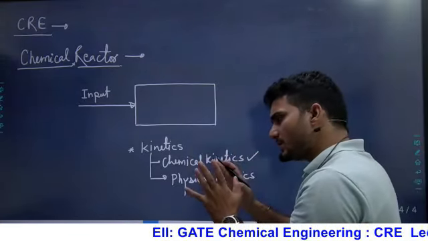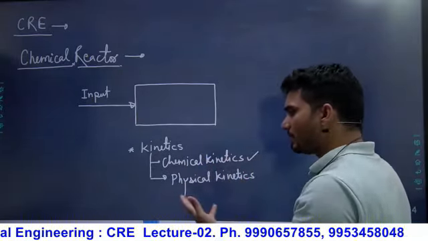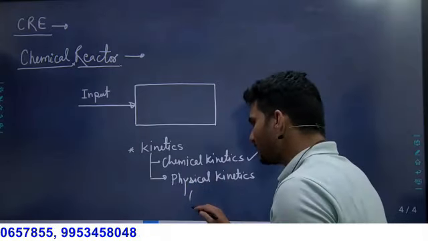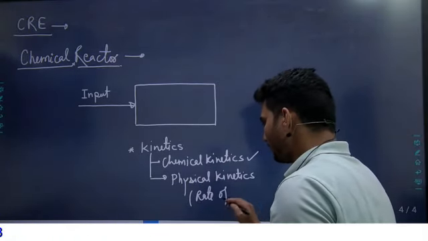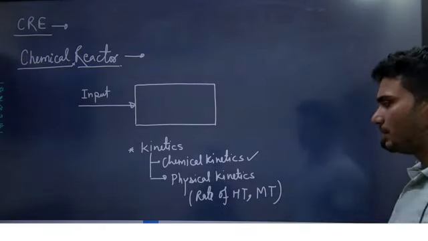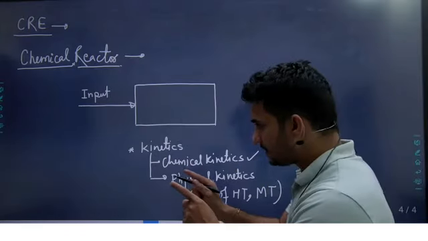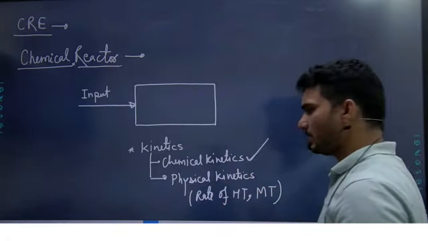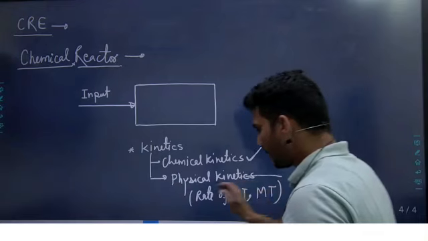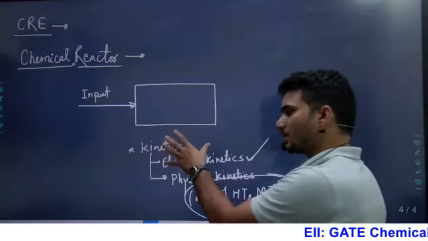So for the homogeneous reaction this is sufficient, but for the heterogeneous reaction, because phases are not easily available for the reaction, along with chemical kinetics there is a need of physical kinetics. Physical kinetics means rate of heat transfer and rate of mass transfer. In the homogeneous section I will discuss all about chemical kinetics. When we reach the heterogeneous section, along with chemical kinetics I will take the rate of heat transfer as well as the rate of mass transfer to describe the kinetics of that reaction.